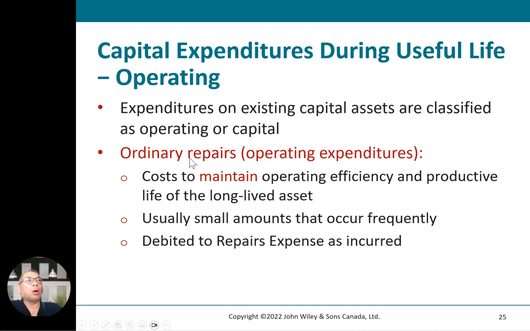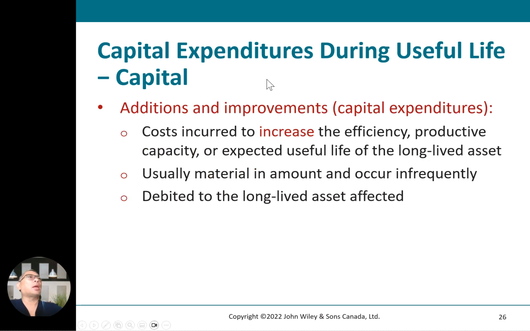Ordinary repairs are operating expenses, which is the cost to maintain operating efficiency and protect the life of the long-lived asset. It is usually a small amount that occurs frequently and is debited to repair expense as it occurs. Okay. Capital expenditure is the cost incurred to increase the efficiency or productive capacity or expected useful life of the long-lived asset. It is usually a material amount that occurs infrequently and is debited to the long-lived asset affected.